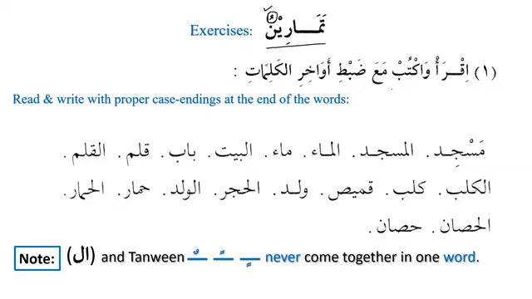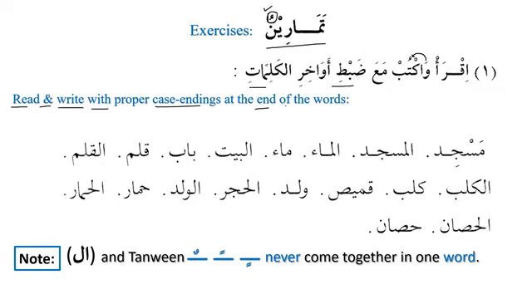اقرأ واكتب مع ضبط أواخر الكلمات. Iqra, read, and uktub. It was basically uktub, but you know that this is what we call Hamzatul Wasl. So when we connect it, then we do not pronounce it. It becomes sakin or silent. So how do we read it? Iqra waktub. Ma means with. Dabti, dabata yadbitu, dabtan is basically to fix something, and here it refers to the case endings. Awakhiri al-kalimati, the ends of the words.